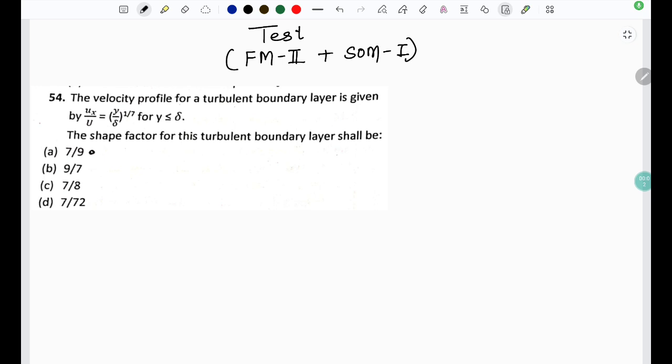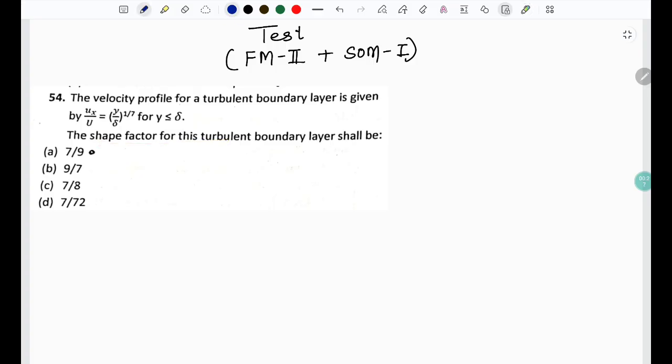So today I'll be analyzing my test, which was half syllabus of fluid mechanics and half syllabus of strength of material. So the first question I am looking at is that the velocity profile for a turbulent boundary layer is given by this for y equals to or less than the shape factor.